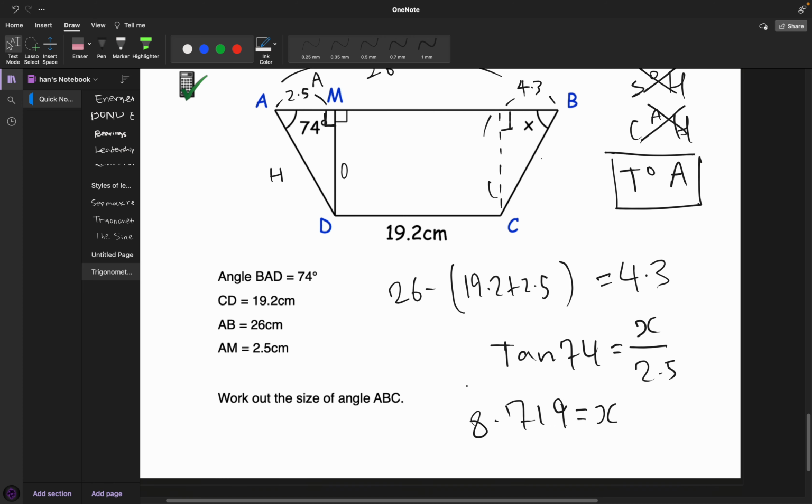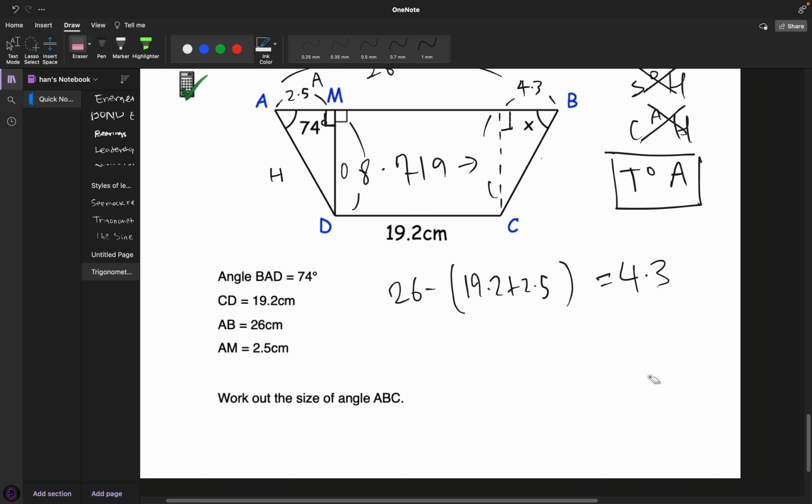So we know that this length we just found out is 8.719, and that's going to be the same one as here as well, because it's the same perpendicular lines. So 8.719, and we have 4.3. Now we can finally use this to answer our question. Let me just get rid of this so I can just do some additional working out. We have our last section.